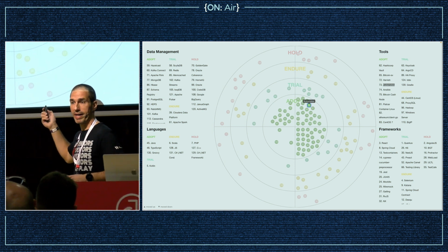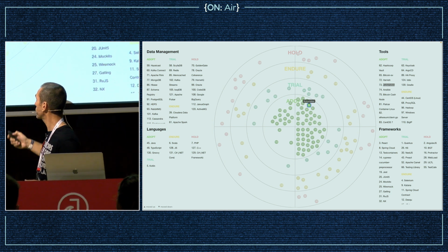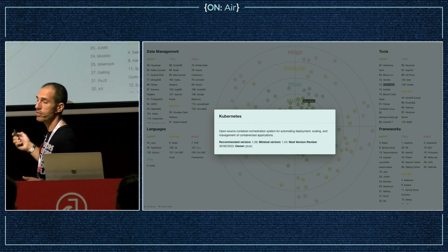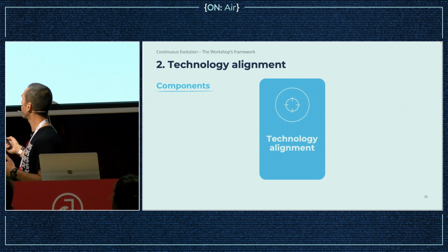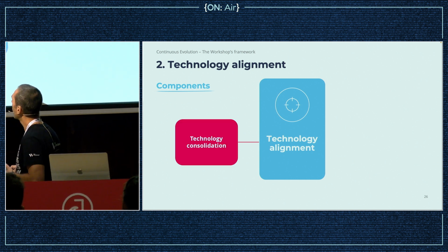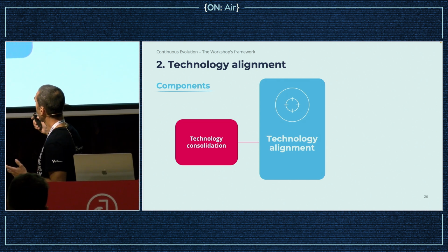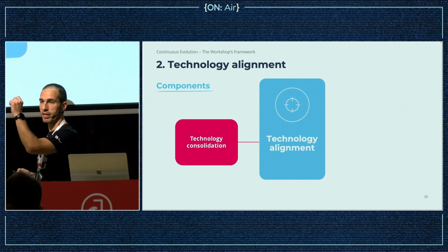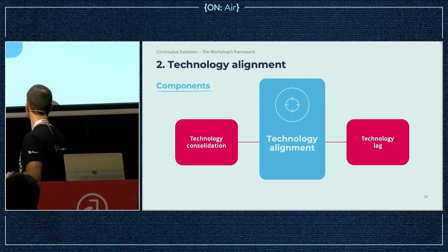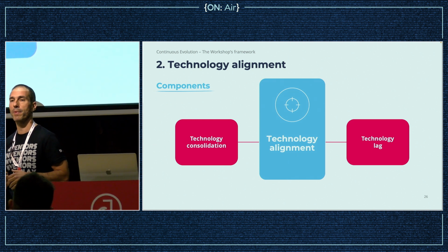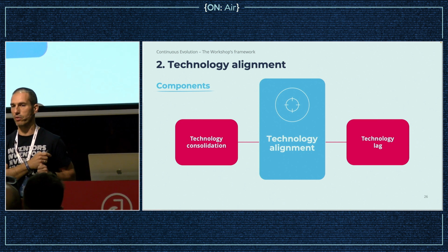This is a real example of our technology radar. You can see all the technologies there. And if you click on one of them, you can see this additional information I was mentioning before, things like the minimal and recommended version. With this information, the technology alignment is measured through the technology consolidation, which measures the alignment of the technology used in each of our products to the ones defined in the technology radar. And second, the technology lag, which measures the alignment of the version of the technologies that we use in our products to the ones recommended in the technology radar.